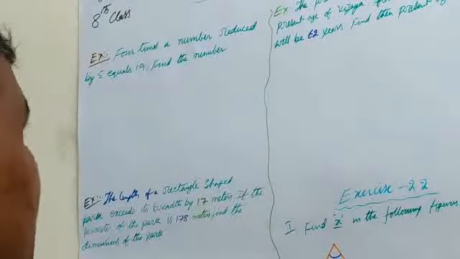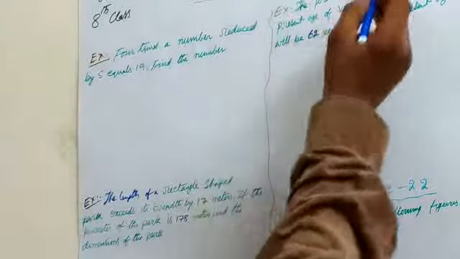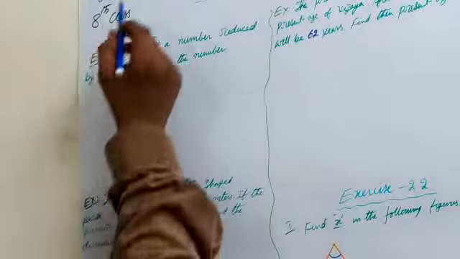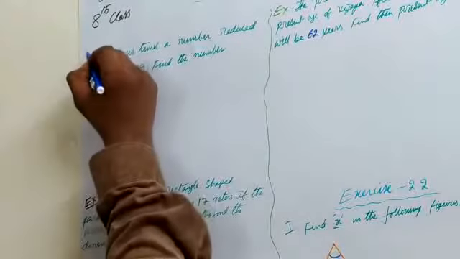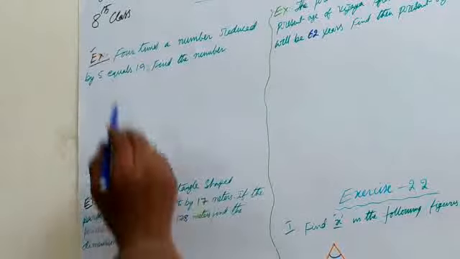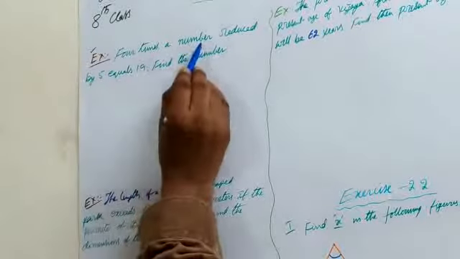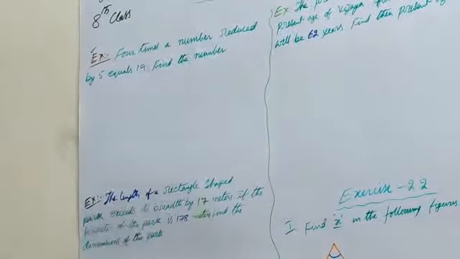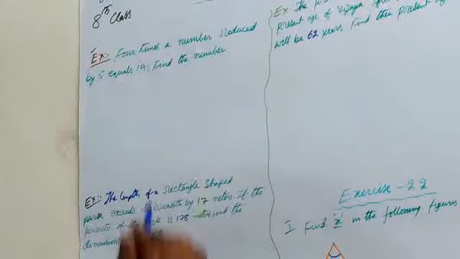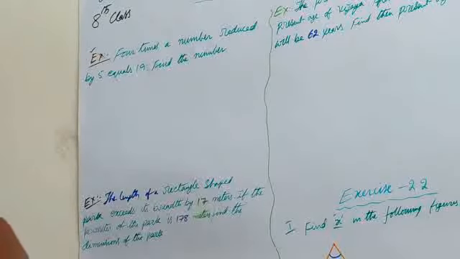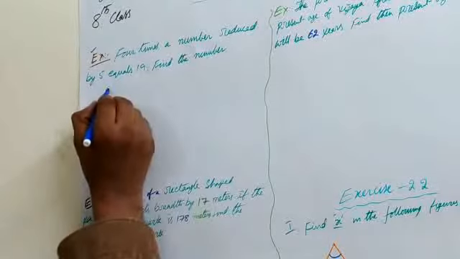The continuation of last class. Linear equation, one variable. See, for example: 4 times a number reduced by 5 equals 19. Find the number.